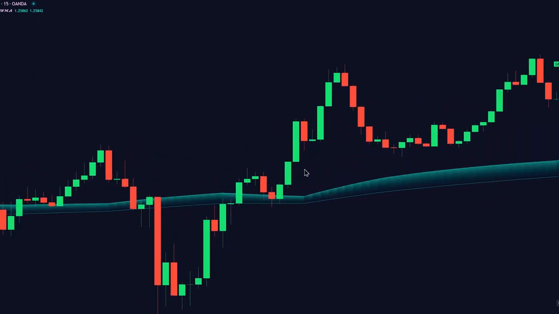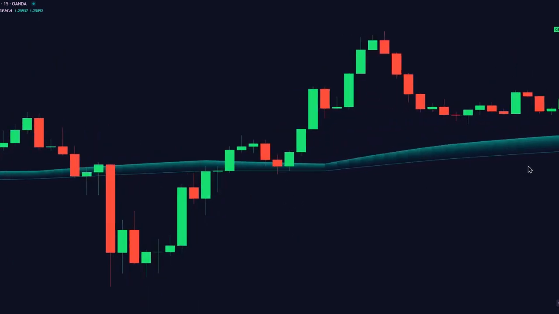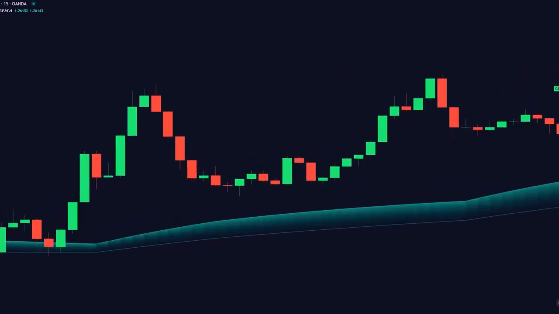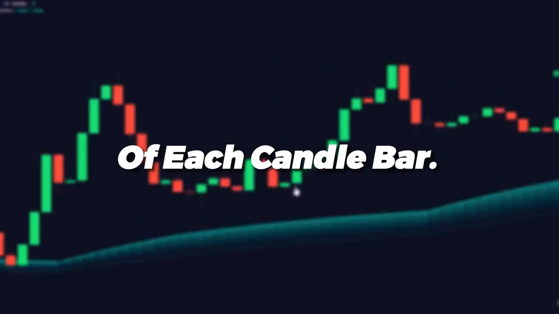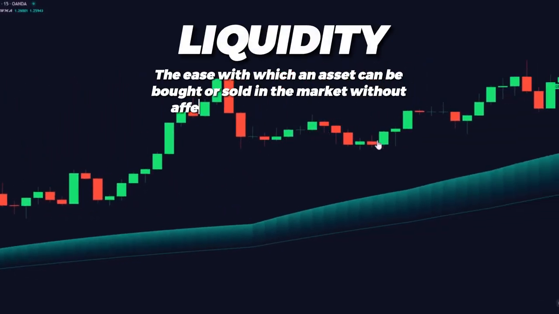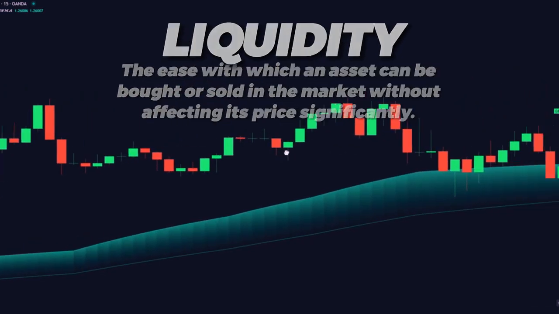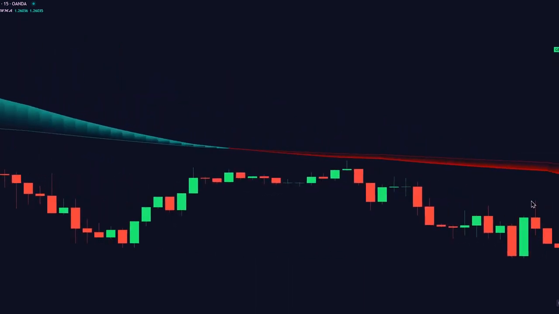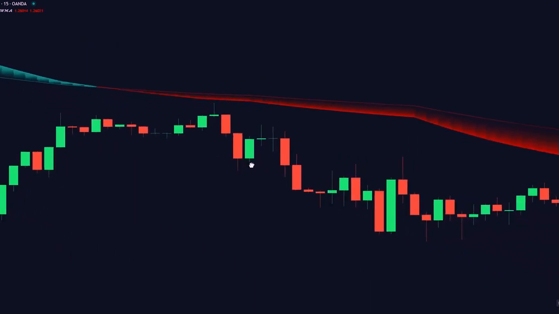So, unlike the standard moving averages that simply calculate the average price over a specific period of time, this liquidity-weighted version adjusts the calculations based on the liquidity of each candle bar. Liquidity here refers to the ease with which an asset can be bought or sold in the market without significantly affecting its price. This indicator evaluates the liquidity of each candle by dividing the volume by the price range of that candle. A high volume with a small price change indicates high liquidity, meaning that a significant amount of trading happened without much price movement, which is a sign of market stability or resistance to changes in price.